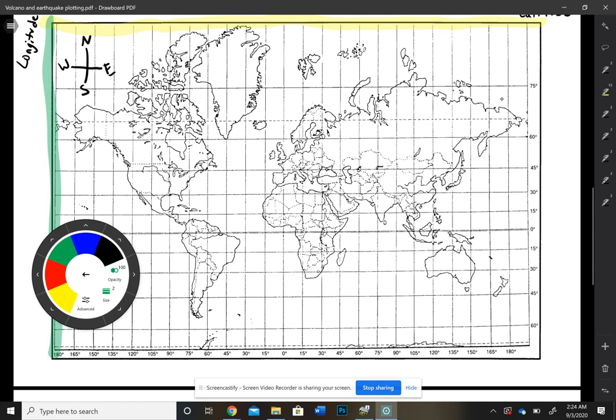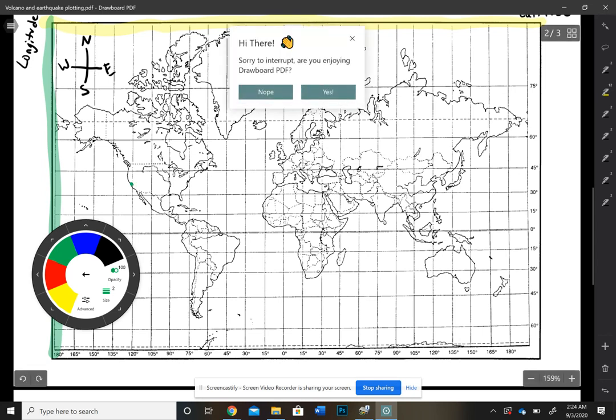I'm going to say it's about here. So we want to carry our cursor over on this line until we reach 120 degrees west. West is this direction. So 120 degrees, that puts us right here in California.